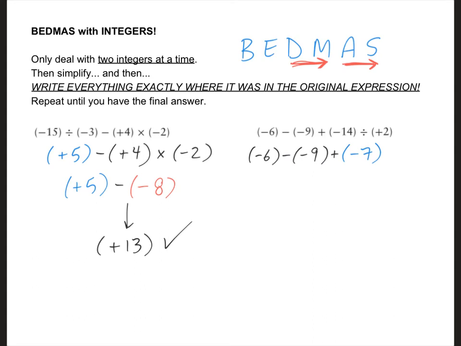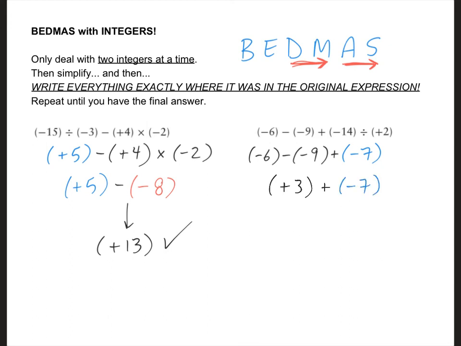Now, all I have left in terms of operations is subtraction and addition. So I'm just going to go left to right. I'm going to deal with two at a time. So negative 6 minus negative 9. If it's negative 6 degrees outside and Mother Nature took away 9 degrees of coldness, that means it warmed up to positive 3. And now I'm going to write everything else where it was. So I'm going to have plus negative 7.